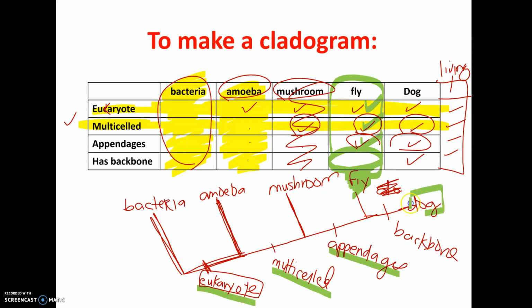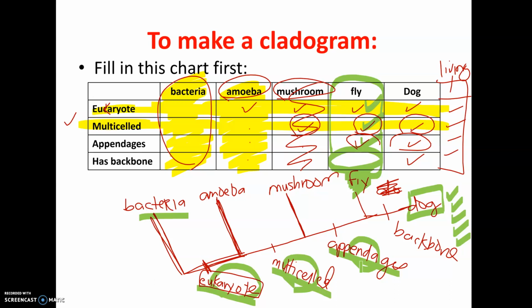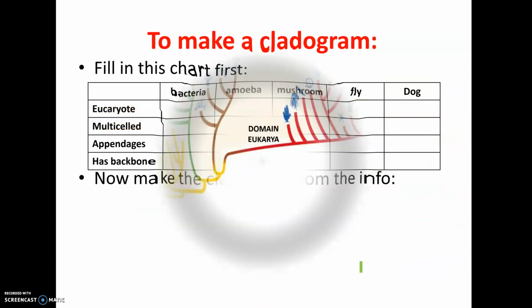The organism at the end should be the one that has the most check marks. The organism at the beginning should be the one with the least number of check marks. That's our out group. And the more derived characters they have in common, we would consider them more evolutionarily related to each other. So that's how you make a cladogram.